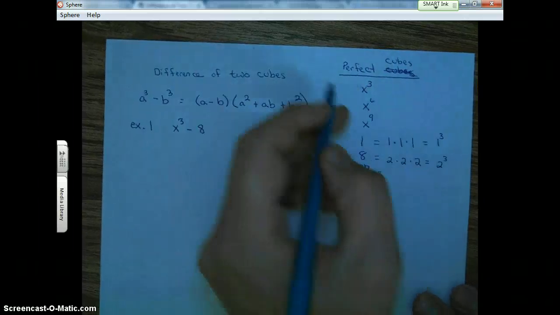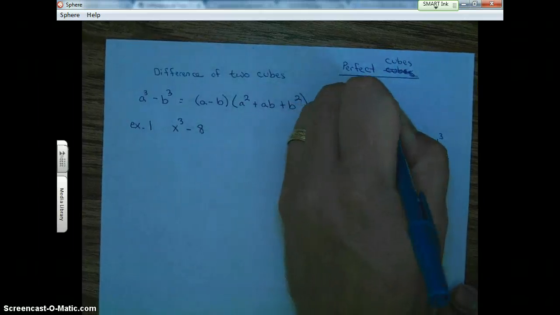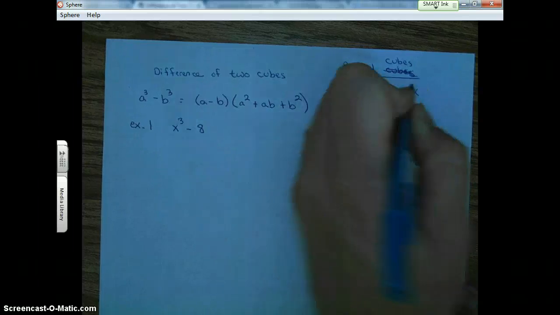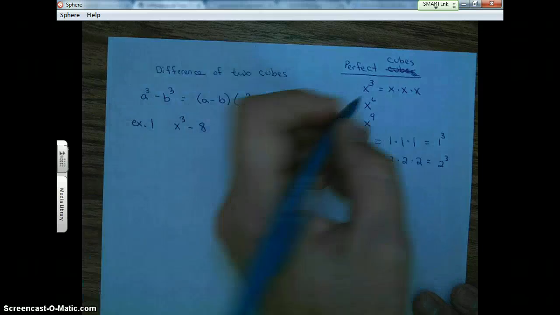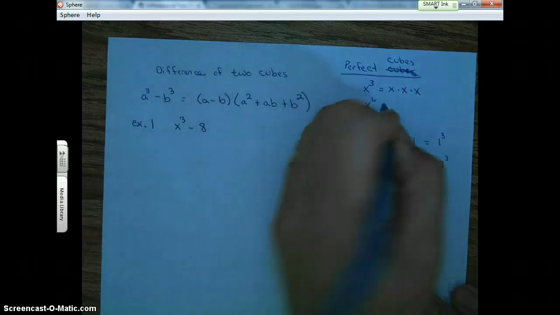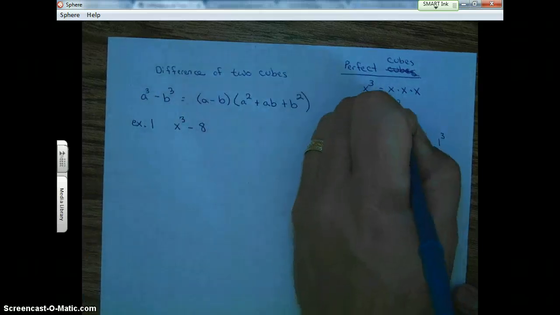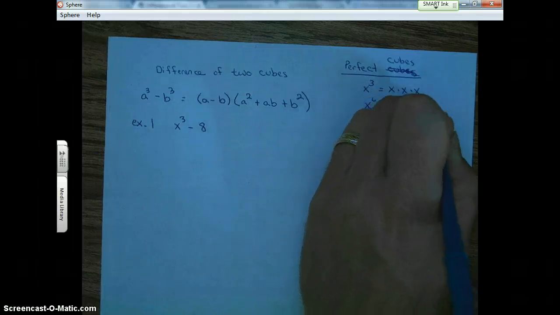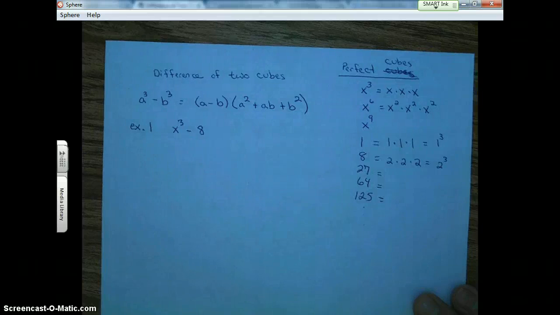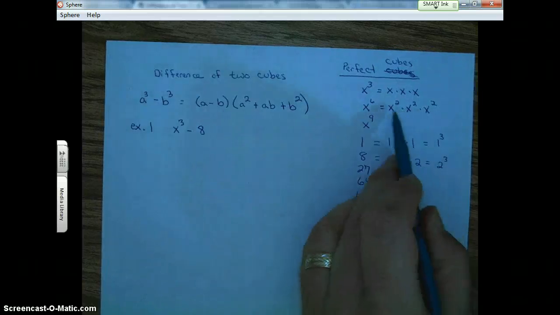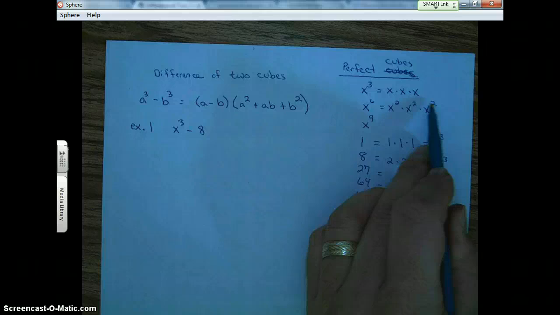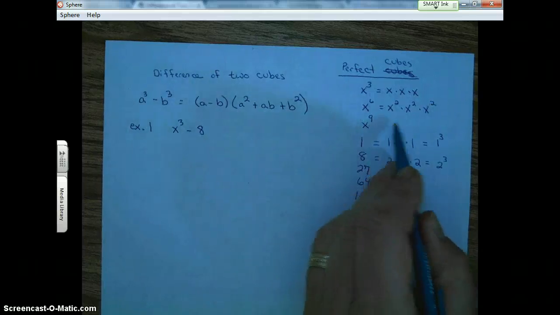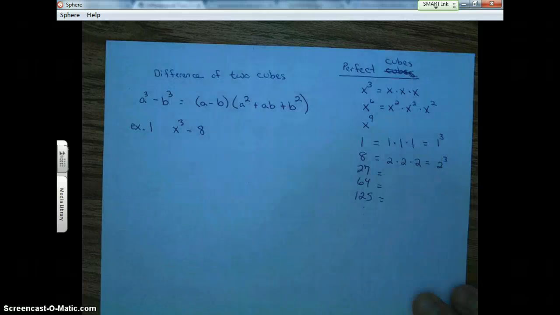X cubed is a perfect cube. Why? Because x times x times x is x cubed. X to the 6th is a perfect cube because x squared times x squared times x squared gives us x to the 6th. Remember, when multiplying like bases, you add the exponents. Okay? So this would be x to the third times x to the third times x to the third.